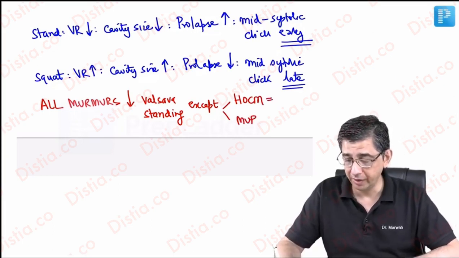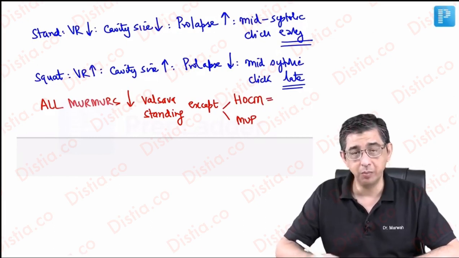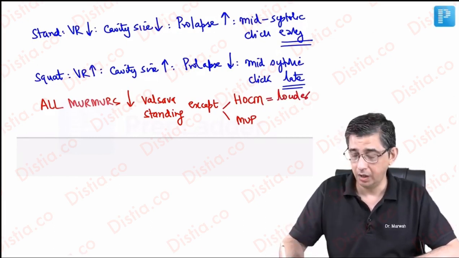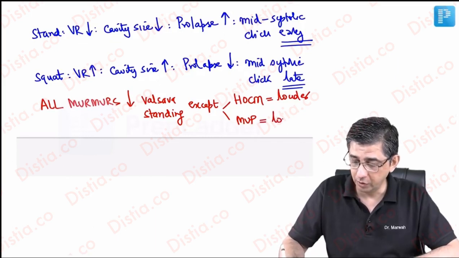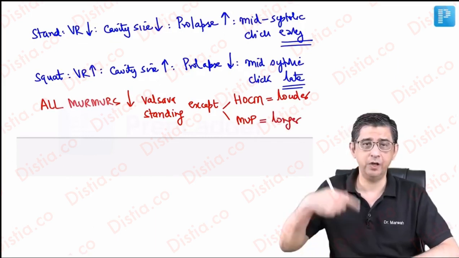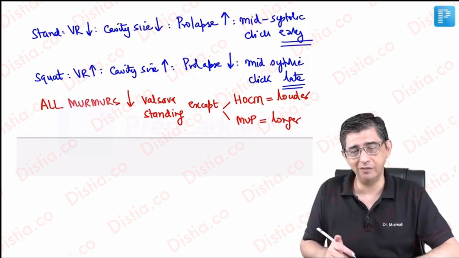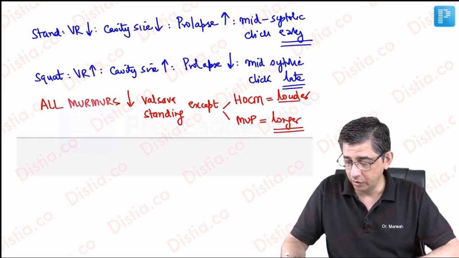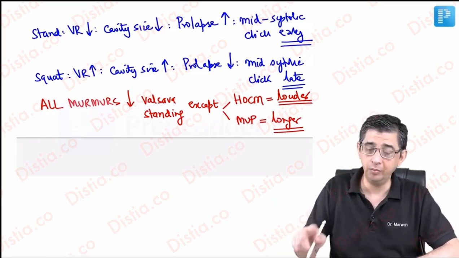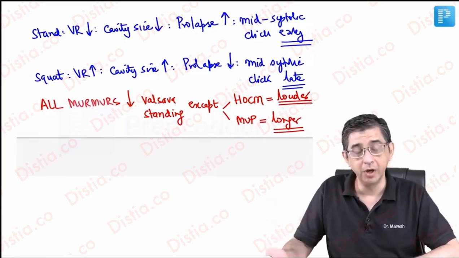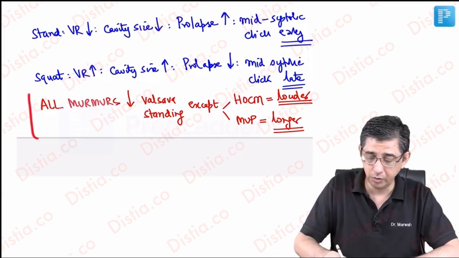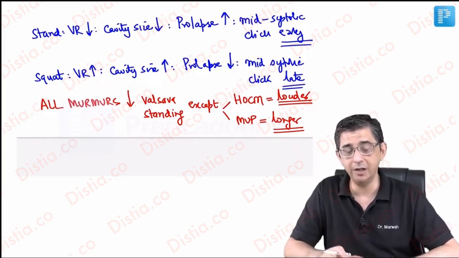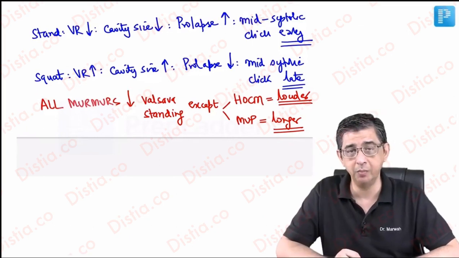Now look at the difference. When it comes to the HOCM murmur, it becomes rather opposite. It becomes louder, and the MVP murmur becomes longer. Remember I told you, when you are standing, you will be taller than when you are squatting. So the murmur will become longer, and the words longer and louder can be mixed up. So I would suggest you definitely note this statement down and put it somewhere so that you can read it a couple of times and it becomes a permanent memory for you.